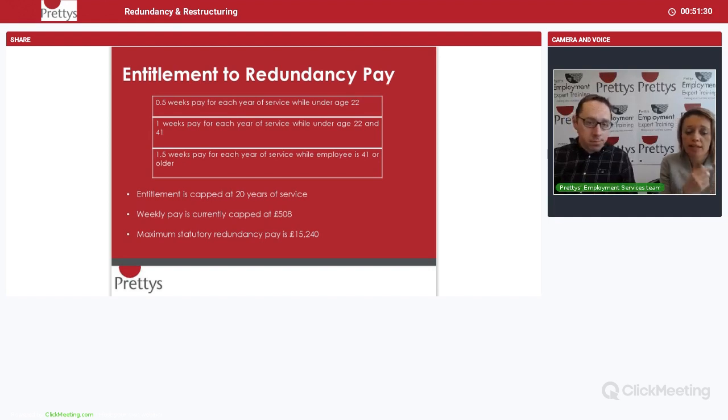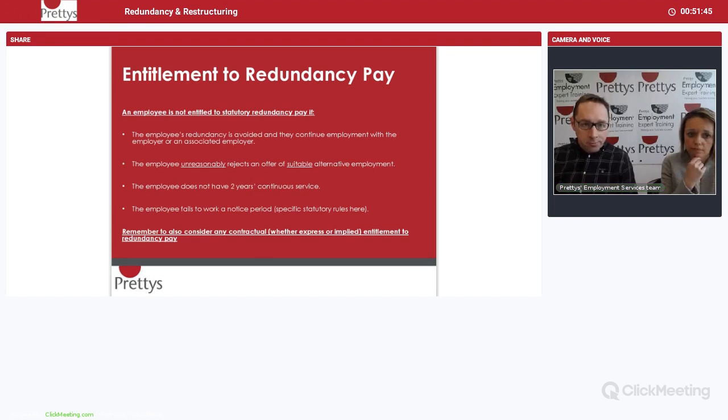Yeah, although the only thing I was going to say is that it seems that the weekly pay cap is not going to increase in April this year. Right, because it normally does, doesn't it? It normally goes up by RPI. Yeah. So that's an interesting one. But it has got to quite a high level in many respects, redundancy pay. So there are circumstances where an employee will lose their entitlement to redundancy pay. Now, Vanessa's already talked in detail about suitable alternative employment.